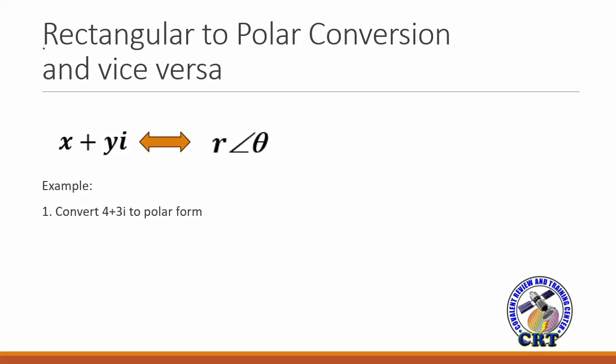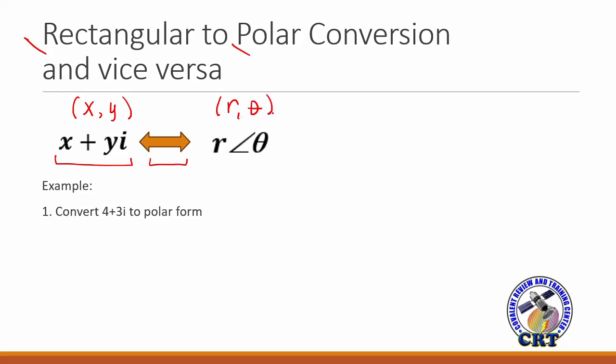Let us now discuss the rectangular to polar conversion and vice versa. So we will convert x plus yi, which is also another representation of the rectangular form. Aside from a plus bi, we can also use x plus yi, to be converted to polar form, r angle theta. So we can denote this as x comma y, and this is r comma theta.